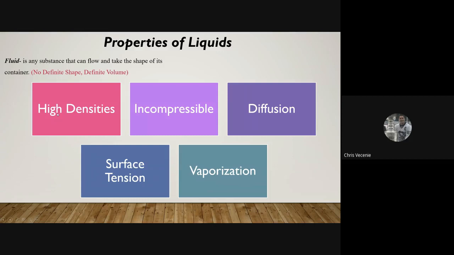They have high densities, and the reason for that was there was not much space in between the particles, which makes them have a lot of mass and not a lot of volume. They're incompressible, same idea, very minimal space in between the particles, so you can't get rid of the empty space to make them compress. Liquids diffuse fairly well.